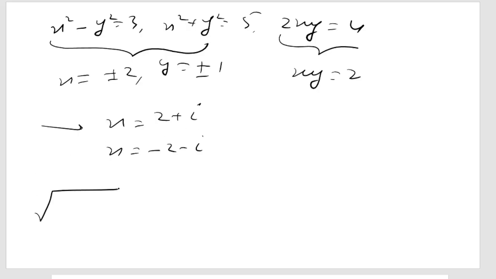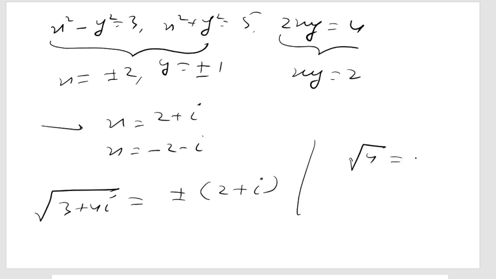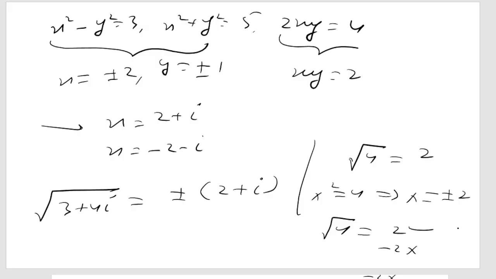So now we can say that the square root of 3 plus 4i has 2 values, either plus or minus 2 plus i. It's similar to if I ask what is root 4. Root 4 is 2, it's not plus minus 2. If I say x square is equal to 4, then x is plus minus 2, but if someone asks what is root 4, it has just 2. Minus 2 is wrong, only plus 2 is the answer. Got it? So this is how we take the square root, using the concept of polynomial.